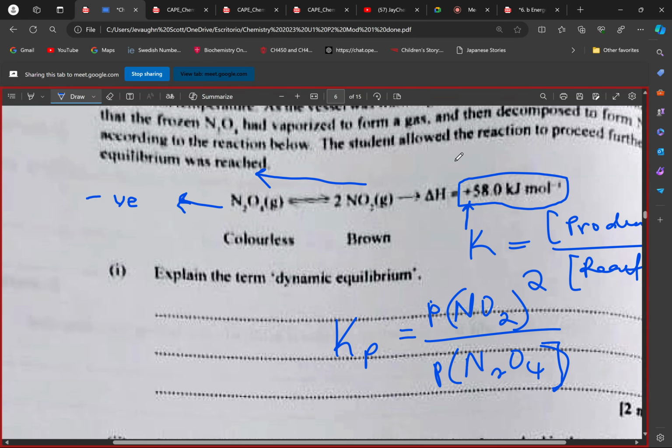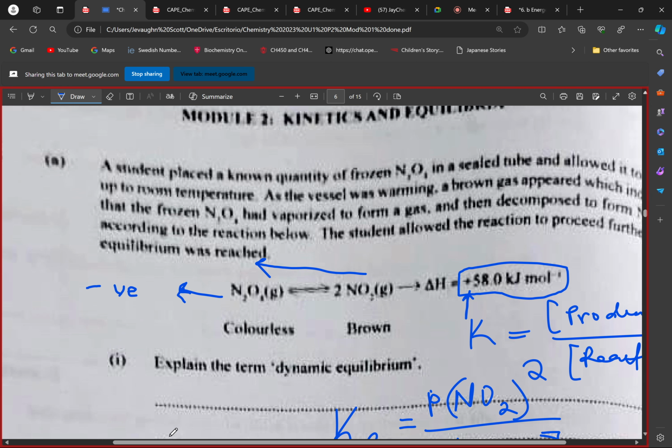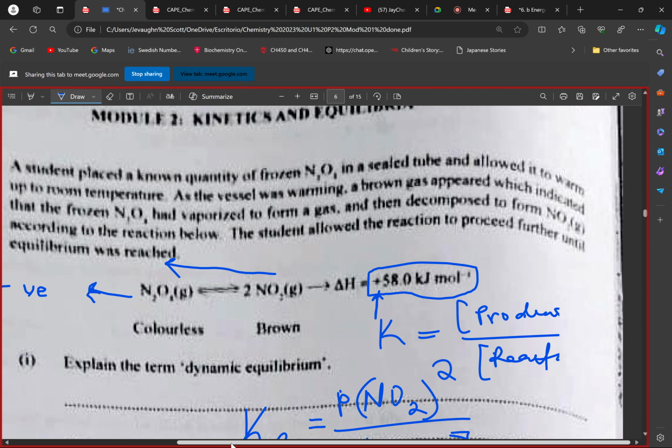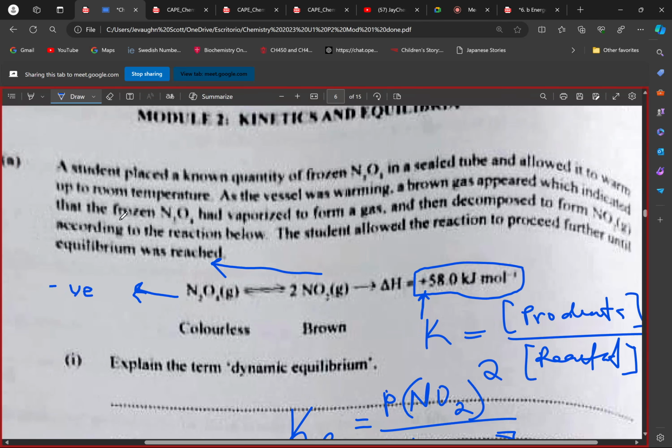Okay, hold on, right? So let's read the scenario. Let's see if we can get some more understanding from the scenario. Okay, so it was frozen, right? And we start thawing it, so we start heating up the vessel, right? So look at this. The tube was sealed, and what we do is allow the person to warm it to room temperature. So the temperature now is in the range of room temperature, right? You see it from the question, right?